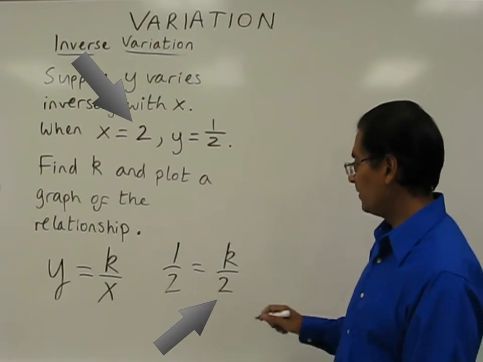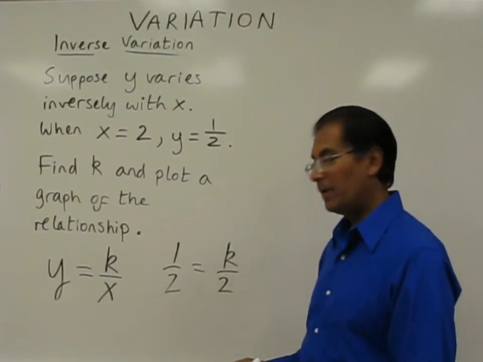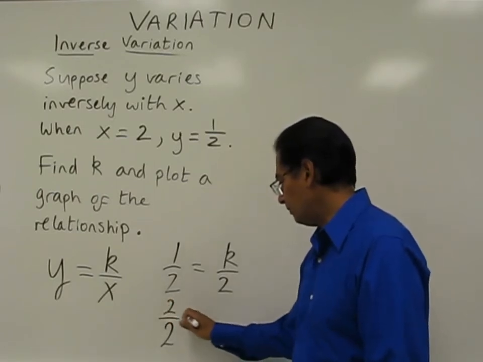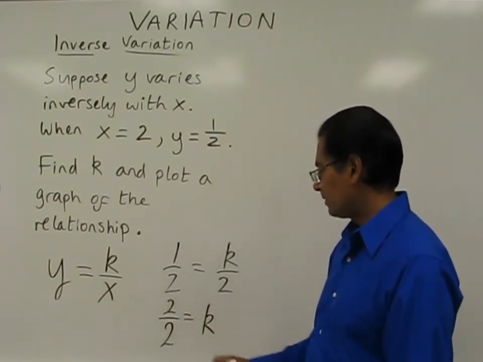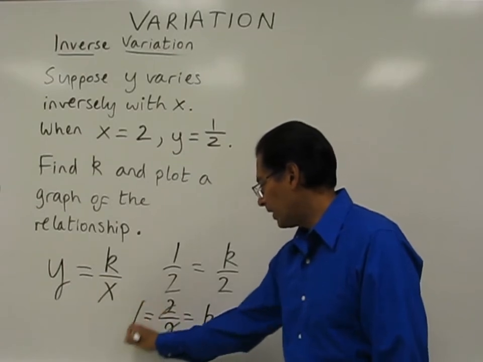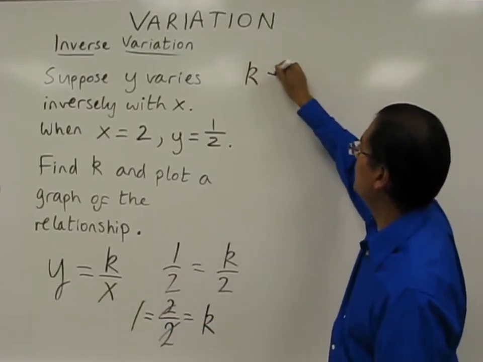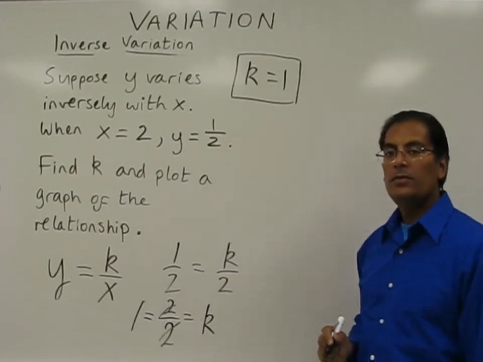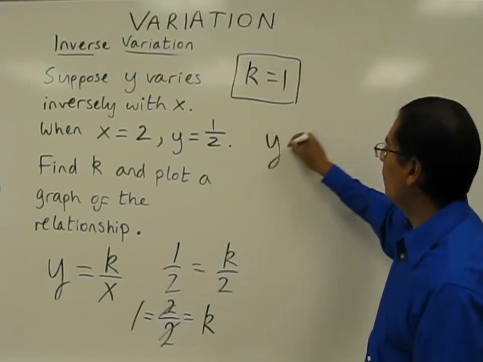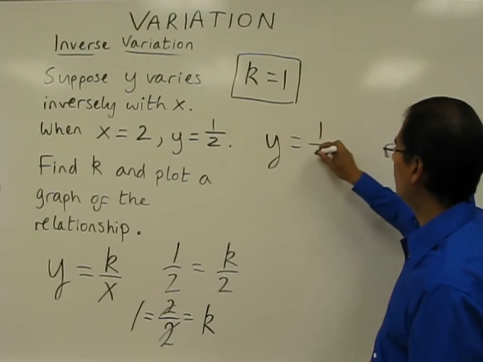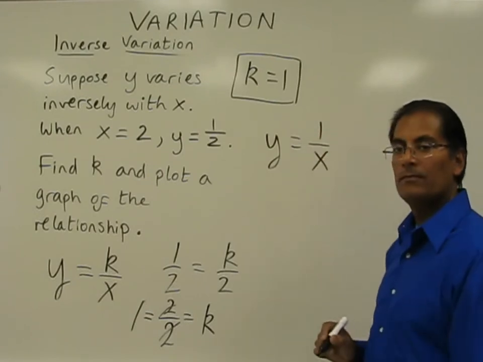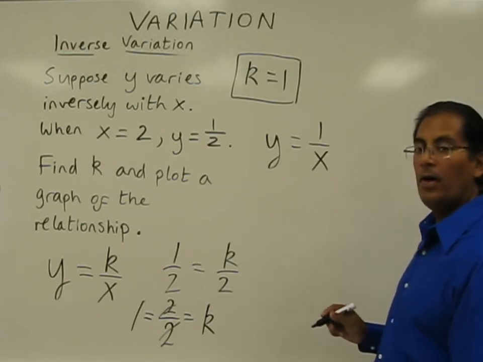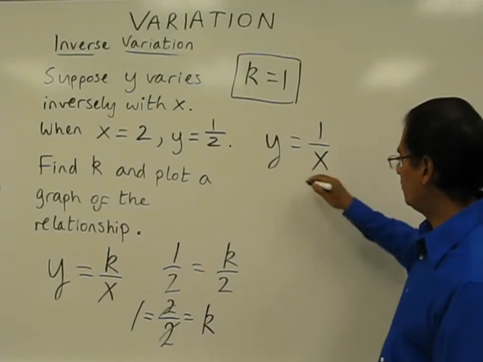And if we solve this for k, multiply both sides by 2, we'll see that k is equal to 2 over 2. And 2 over 2 cancel, so k is 1. So k is equal to 1. So therefore my relationship is y equals 1 over x. So this is an inverse relationship, and we will plot a graph of this relationship.